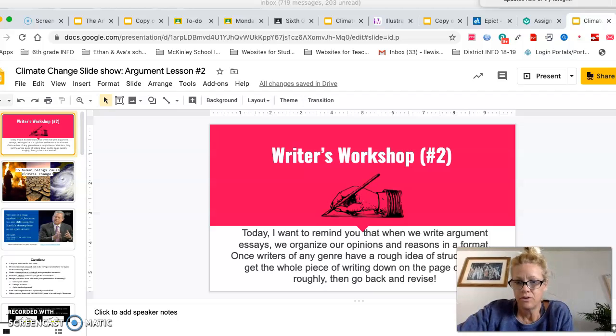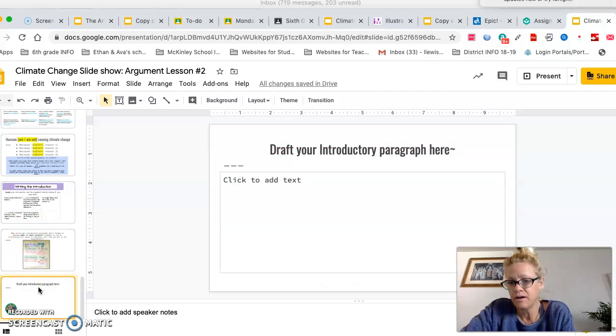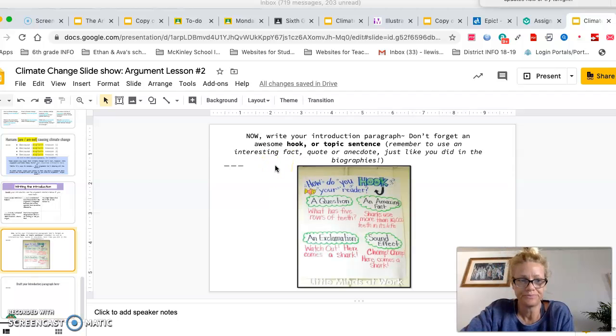So your assignment this week is to go through this slideshow, and ultimately by Friday, at the end of this slideshow, you don't have to do all the slides this week, just the ones that help you. And at the end of the week, I want you to have drafted your introductory paragraph. That's your first paragraph in your argument about climate change.